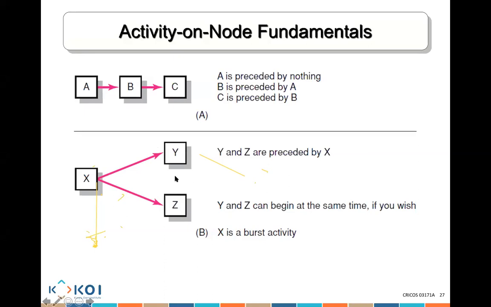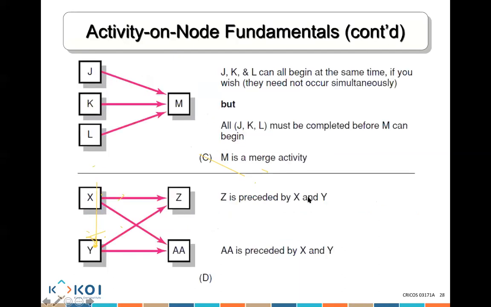Can Y and Z start at the same time? Yes, they can, because they are in parallel. Nothing's stopping them from starting at the same time, but they don't need to. Y and Z have activity X before them. If we choose to delay one of them, we can do that. There's no problem. X is a burst activity and two activities are bursting from it. Do you understand? Yeah.